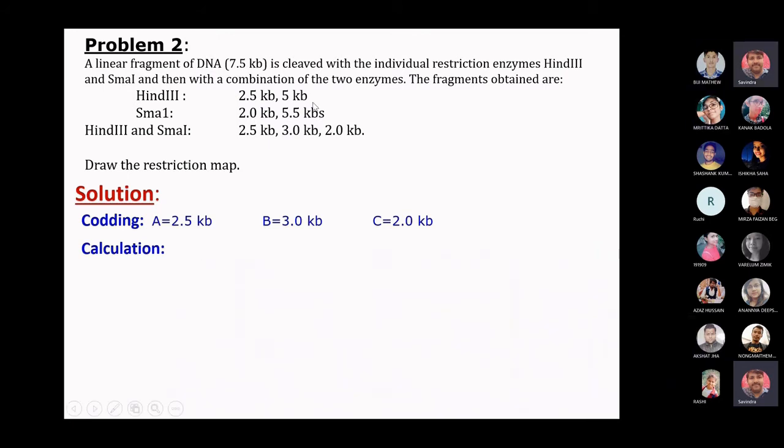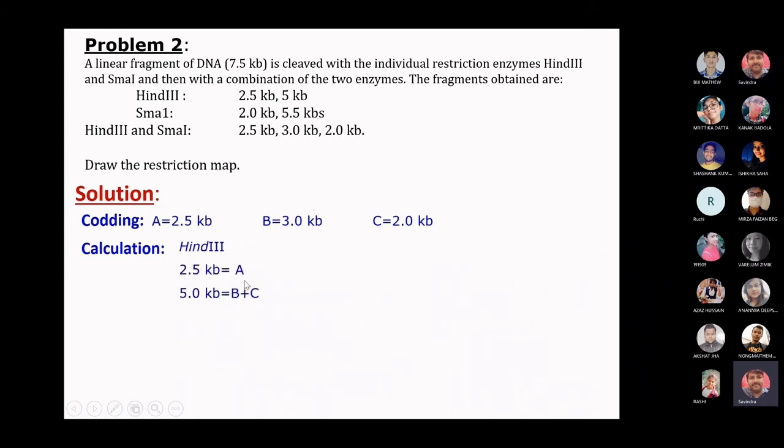And from where will we get this 5 kb? B plus C. And for SMA, from where will we get this 2 kb? C. And then from where will we get 5.5 kb? A plus B.